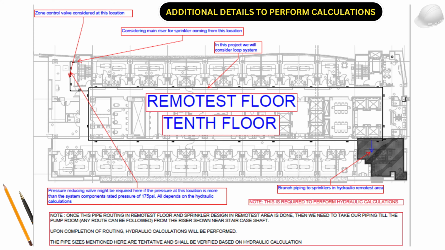Once the pipe routing in the remotest floor, which in our case is the 10th floor, has been done and the sprinkler design in the remotest area is done, then we need to take our piping to the pump room. Any route can be followed from the riser shown near the left side staircase shaft. Upon completion of routing, hydraulic calculations will be performed. The pipe sizes mentioned in this slide are tentative and shall be verified based on hydraulic calculations.